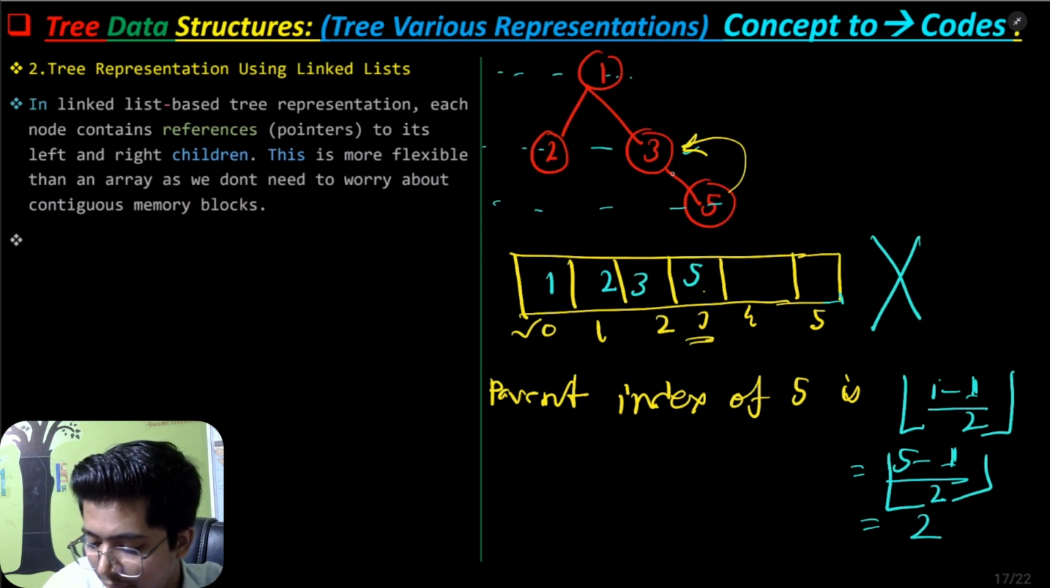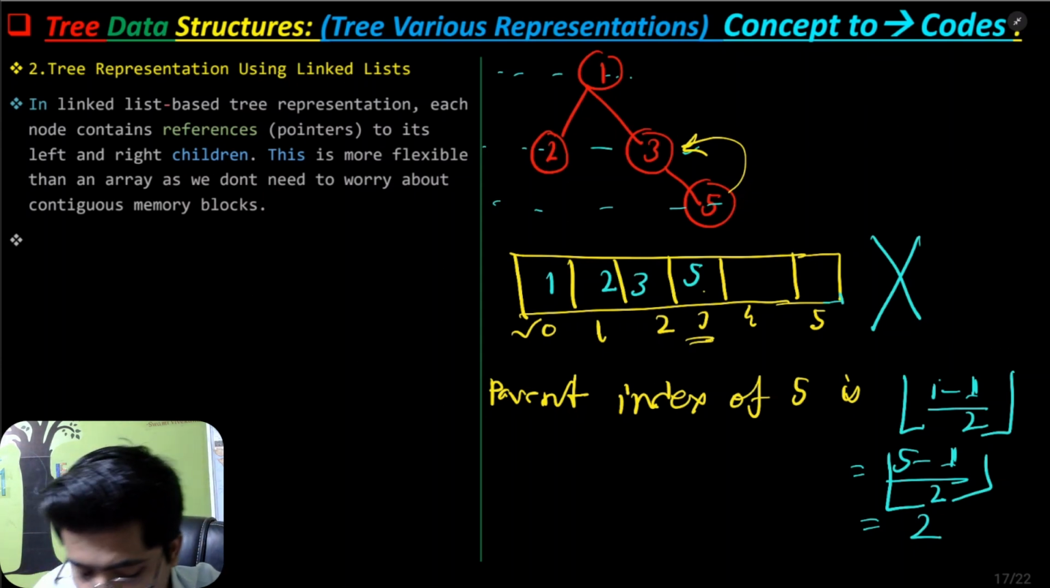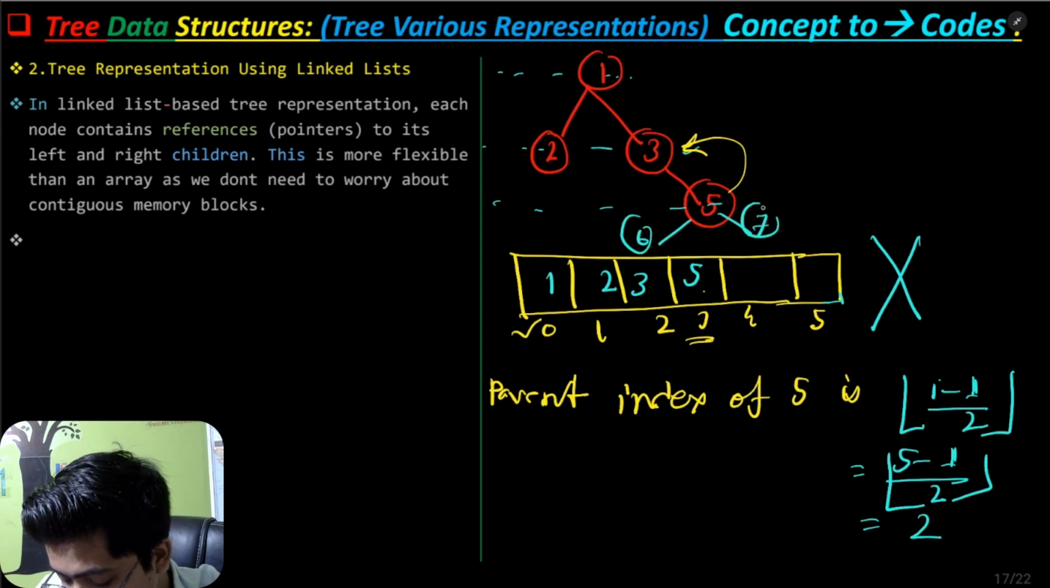Now let's try to find the position of root from here. So let's make it longer to understand it better. We add more elements with this 5, and here we add 6 and 7. So now, level by level, we'll be inserting 6 and 7.